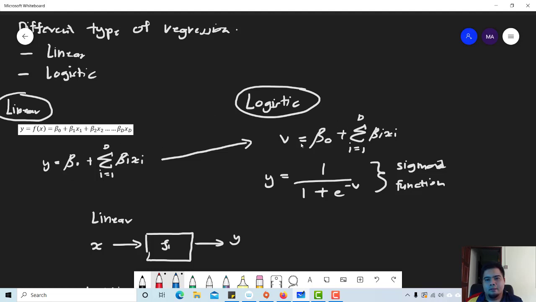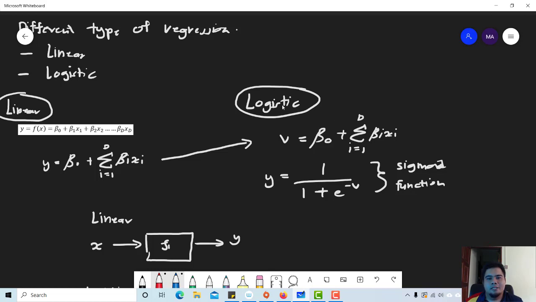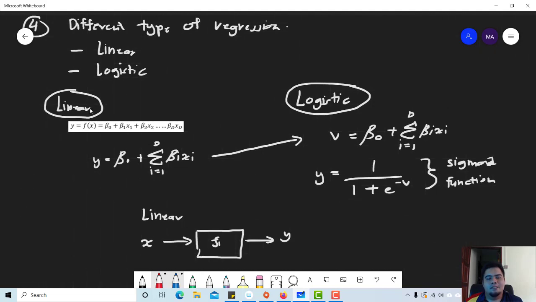However, this equation produces the V. V is just some intermediate output, where this intermediate output will become the input of another function, which is the sigmoid function. So in other words, in order to formulate logistic regression, you must compute these two functions. One is a linear function, another one is a sigmoid function. But for linear regression, you only have a linear equation over here to compute the output.